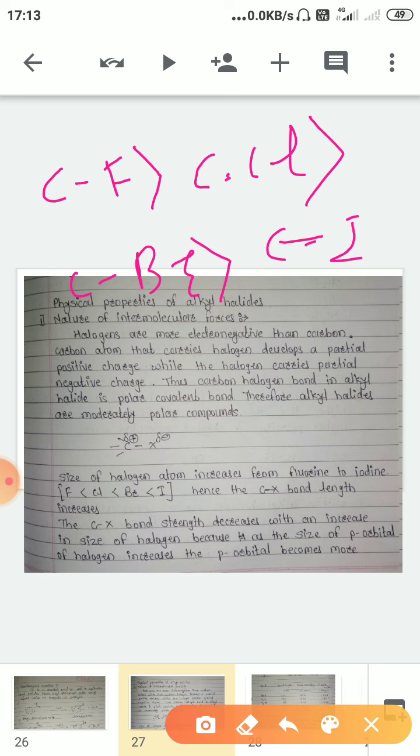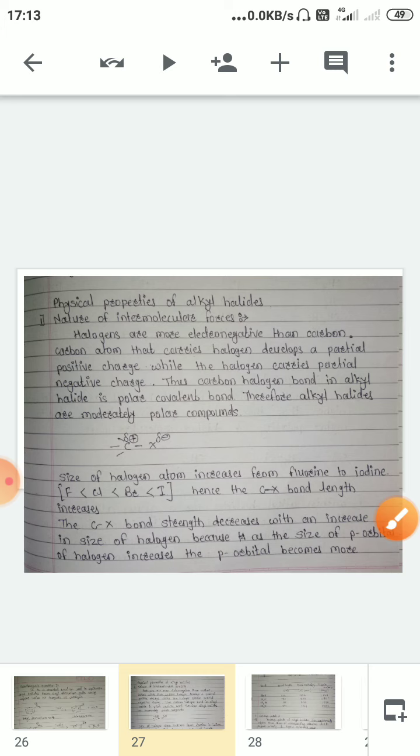Okay, so next we have to compare the bond length. As the atomic size of halogens increases from fluorine to iodine, the bond length is going to increase. And as the bond length increases, bond strength decreases, and therefore a stronger bond is formed between carbon and fluorine, then that of carbon and chlorine, then that of carbon and bromine, and then that of carbon and iodine.